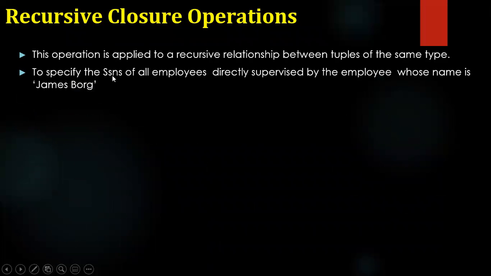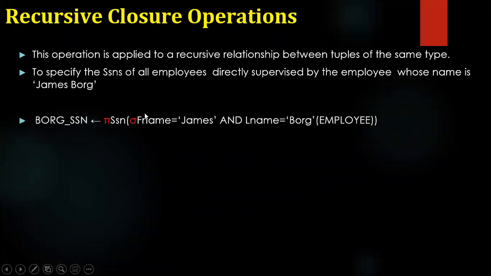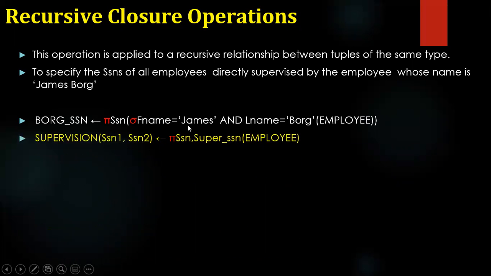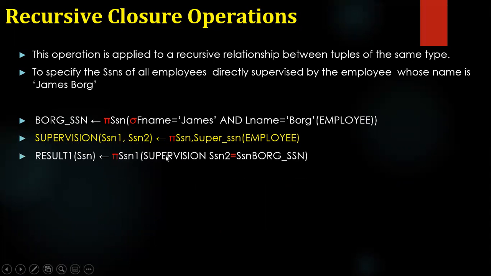For example, specifying the SSN of all employees directly supervised by the employee whose name is James Borg. Here the relation involved is employee. First we have selected the details of Borg. What is the name here? James Borg. Then we have identified the social security number.